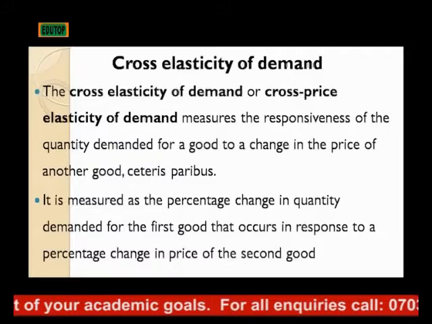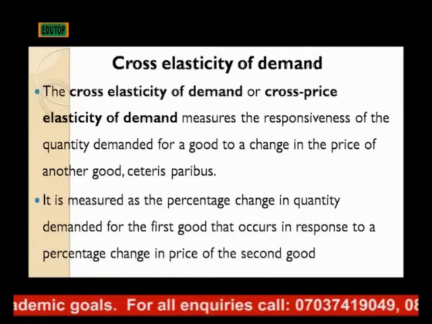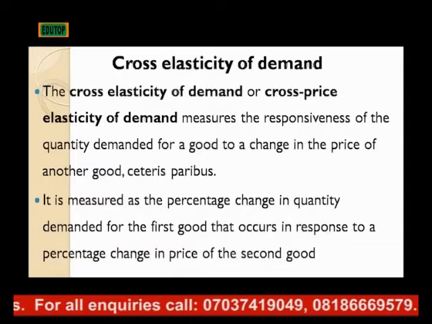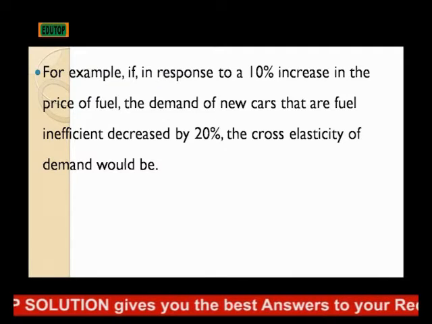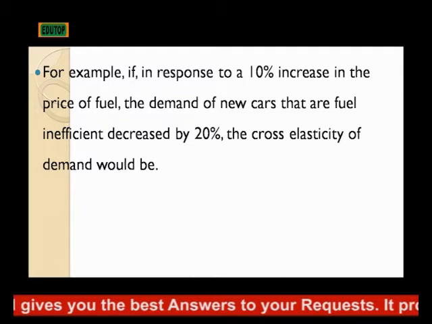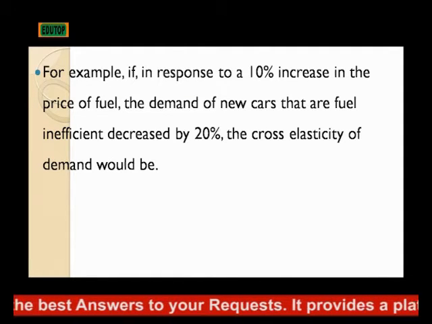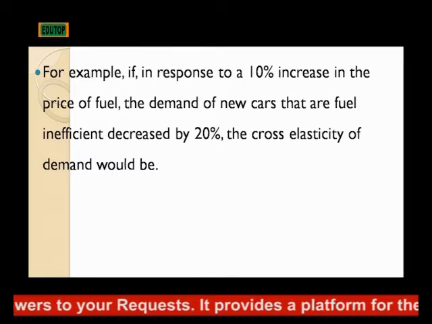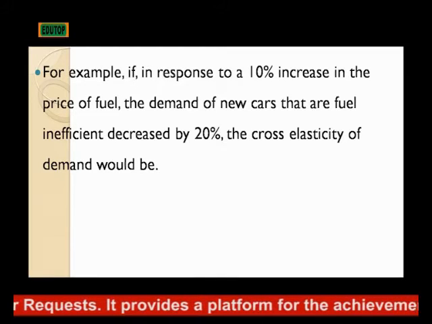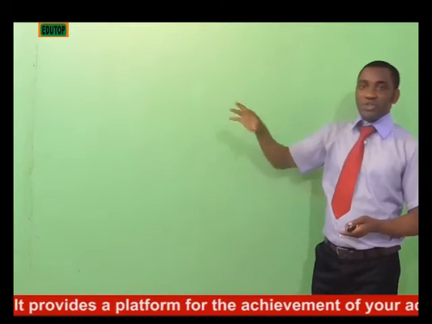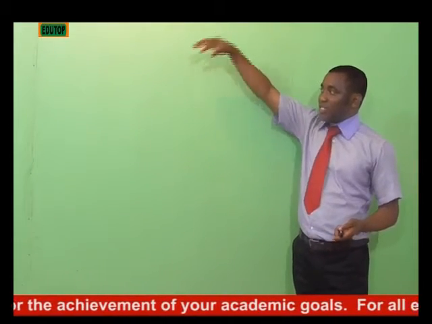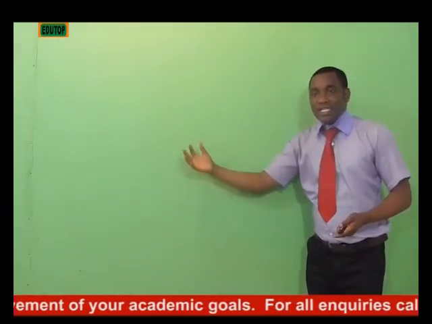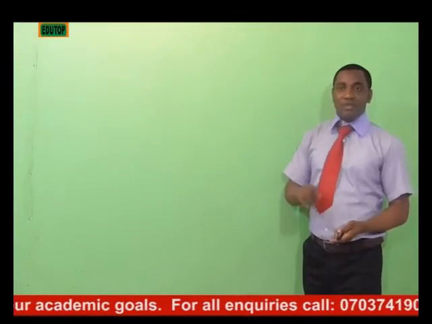Cross price elasticity of demand measures the percentage change in quantity demanded for the first good that occurs in response to the percentage change in price of the second good. For example, if in response to a 10% increase in the price of fuel, the demand for new cars that are fuel inefficient decreases by 20%, the cross elasticity of demand will occur in that case. That is the situation of cross elasticity of demand, where the increase in price of a particular product affects the demand of another product.